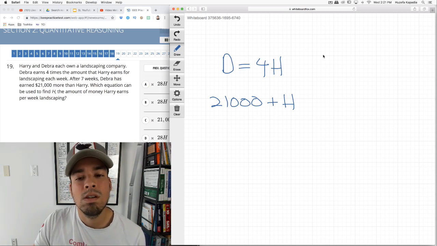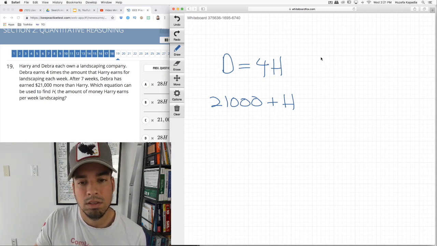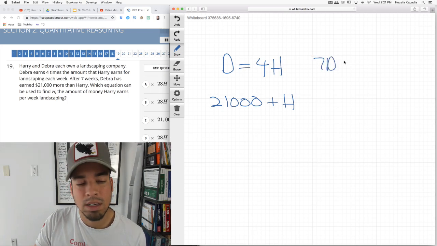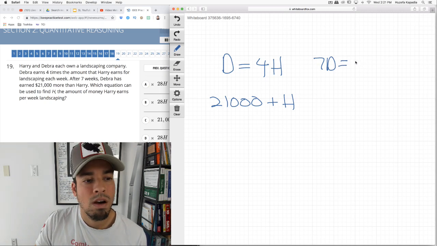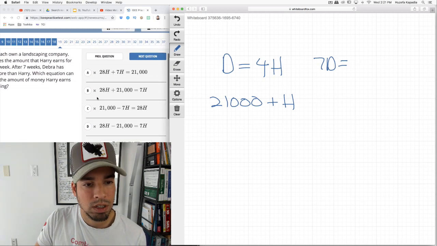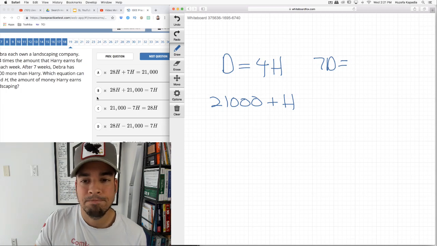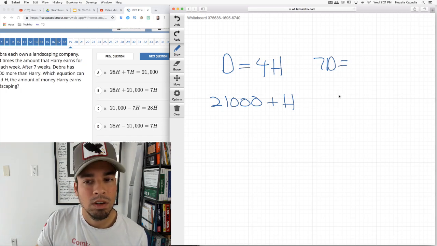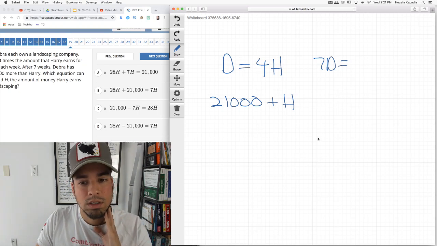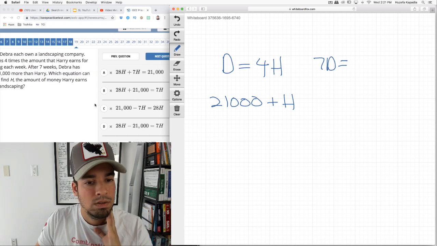Okay, so 7 weeks. So 7D equals 4H. Hold on. Let's see what these equations look like. Okay, so it's all in terms of H. So 21,000. Sorry, hold on. 4H.